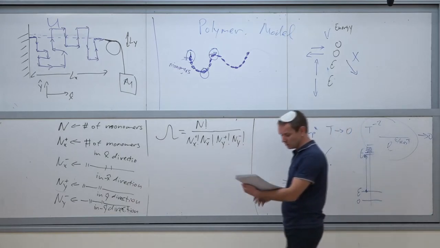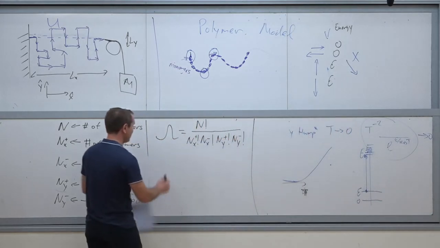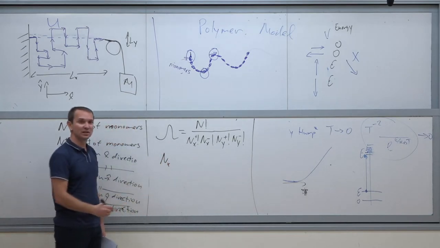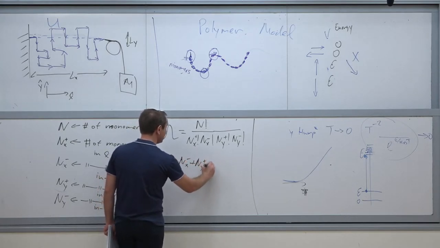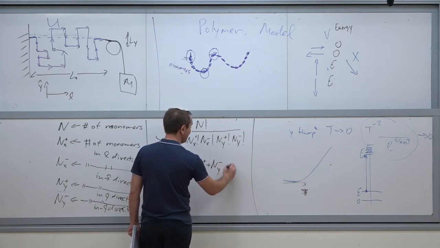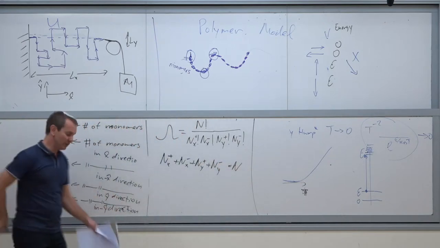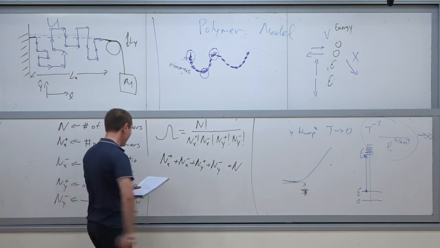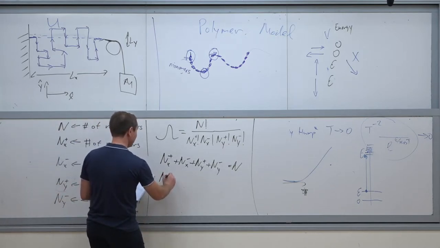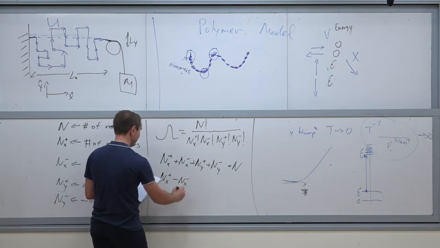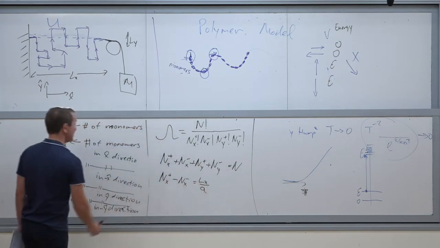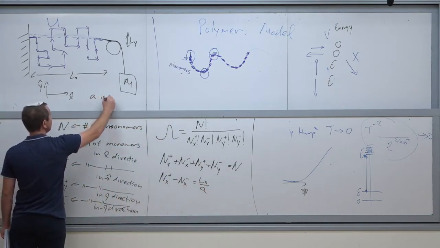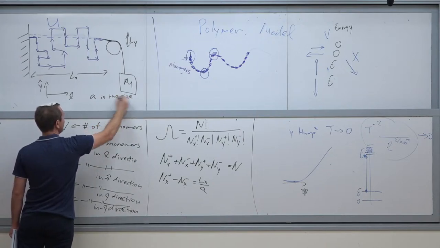Okay? How do we switch them? We say the following things. First of all, we write our constraints. So first of all, nx plus, plus nx minus, plus ny plus, plus ny minus equals n. This is equation number one. What else do we have? We have that nx plus minus nx minus is Lx divided by a. Let's write it down over here: a is the size of a single monomer.